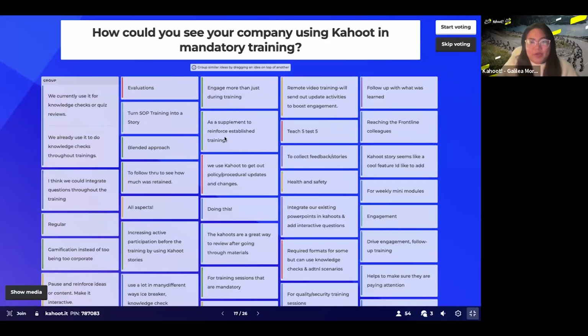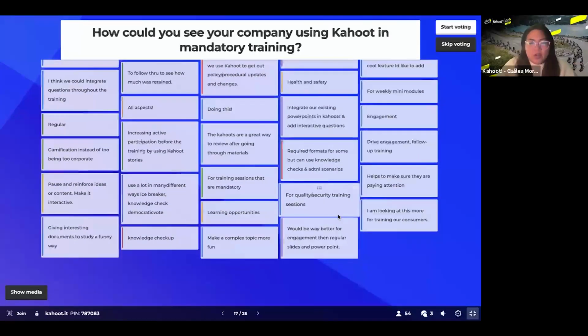But definitely a good question. So we have a lot of ideas that came through here. Thank you so much, guys. Using it for knowledge checks and quiz reviews, follow through to see how much was retained, integrate our existing PowerPoints in Kahoots, drive engagement, follow up training. Great, great recommendations all across the board here, everyone.